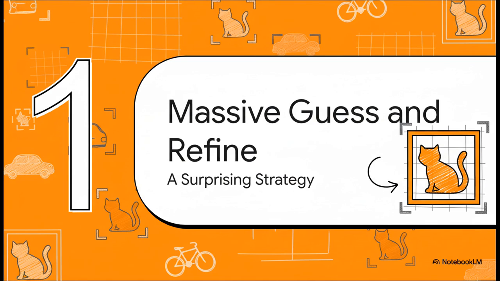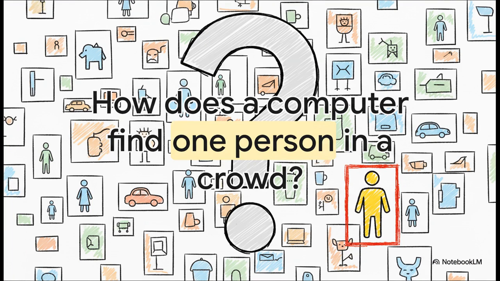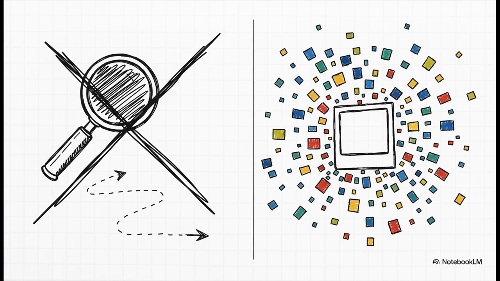So let's kick things off with that central concept. It's a strategy that honestly feels a little bit like cheating, but man, is it effective. So think about this classic problem, right? You've got a super busy street photo, and you want a computer to find just one person in that whole crowd. How would you think it works? Does it scan left to right, top to bottom, carefully looking for clues? Well, the wild answer is it doesn't really search, not in the way we think of searching.